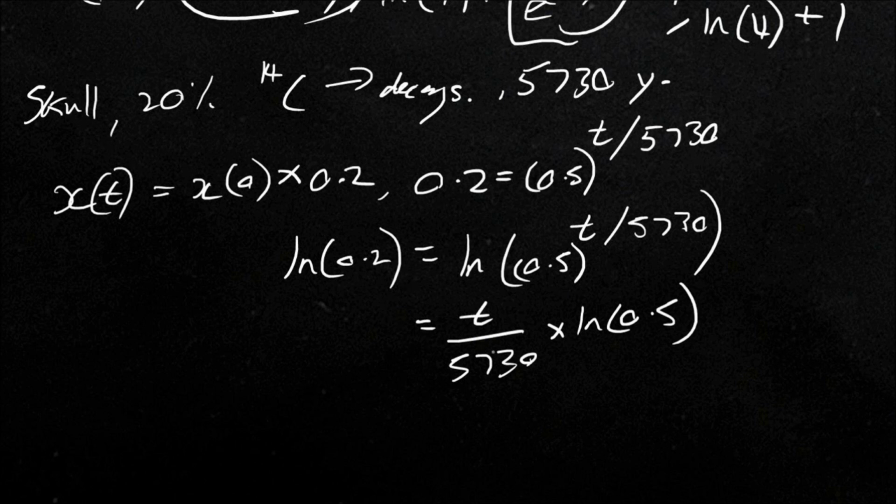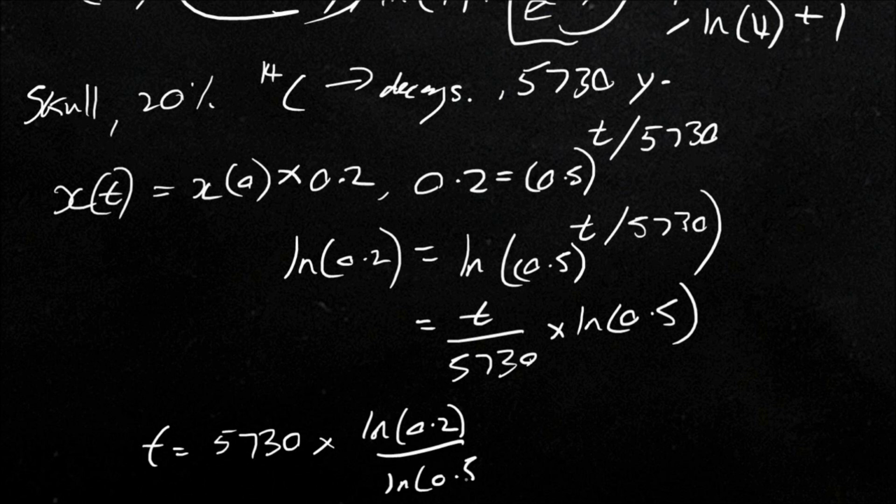Rearranging for t, so times this over here, divide this over here, you have t equals 5730 times ln 0.2 over ln 0.5. And that's equal to 13305. And the units for this is years because we used 5730, the half-life, in years. So that's how we use logarithms and exponentials to solve problems in science and also in mathematics.